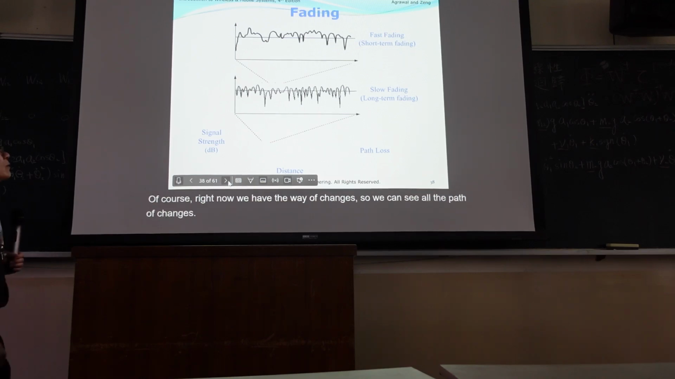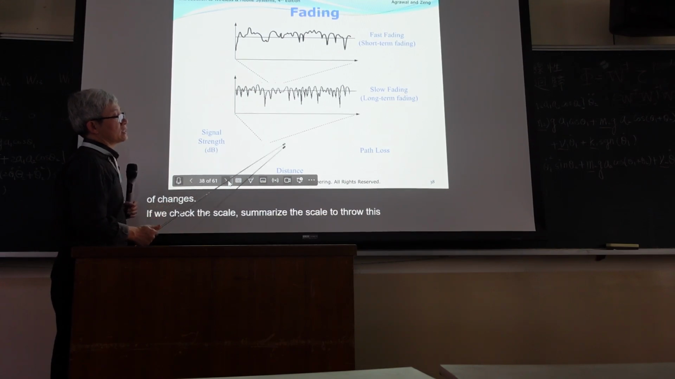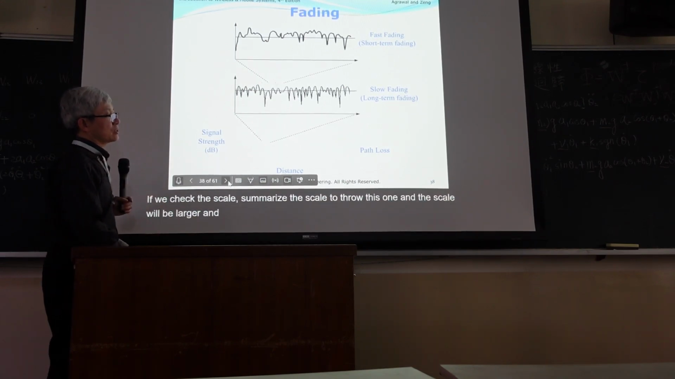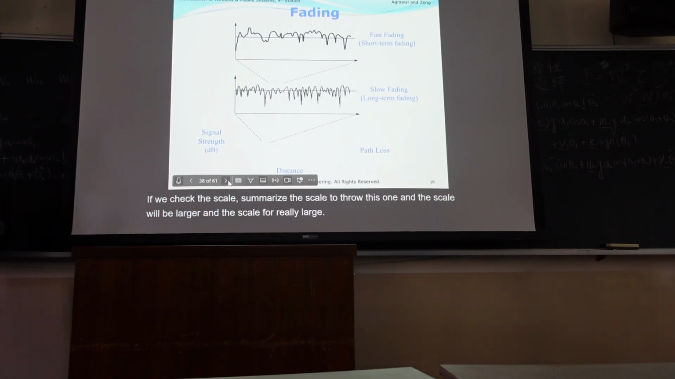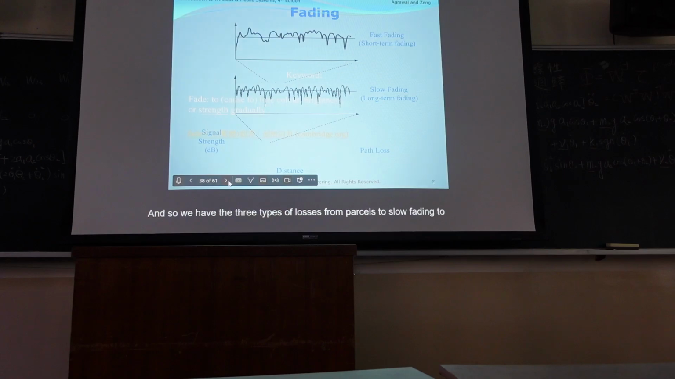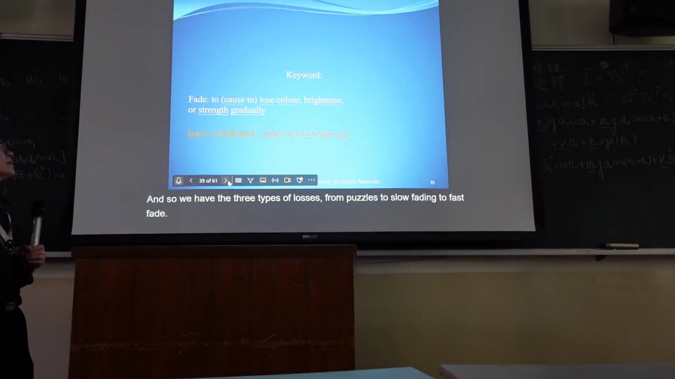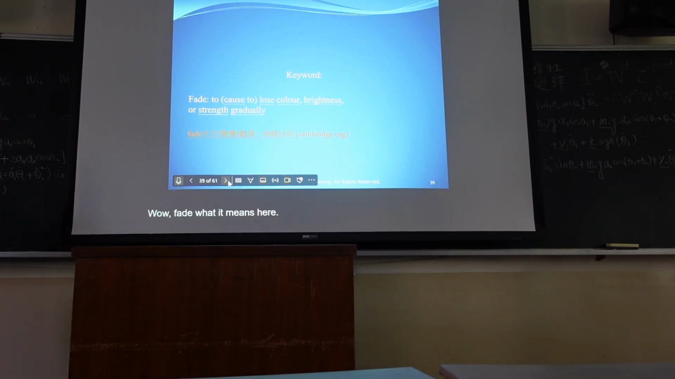If we check the scale, sometimes the scale is larger, and the scale can be really large. So we have the three types of losses: path loss, slow fading, and fast fading. Well, what does fade mean here? If we talk about trends, these trends decrease gradually, and this is called fade. And we have the fast one, so we call it fast fading.